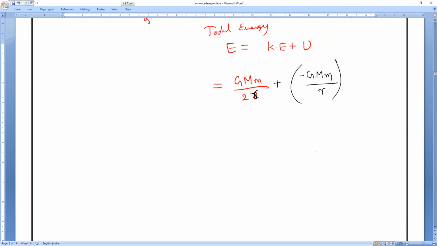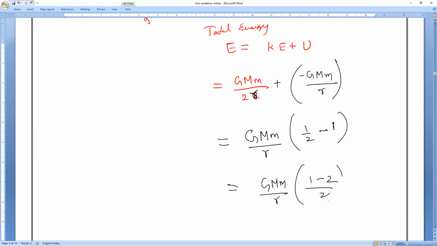Now in both of these, one thing is constant: capital G into capital M into small m is constant. And of course in both cases r is also constant, so I'll take r out. Then what is remaining here? 1 by 2 is remaining, plus into minus, which is equal to 1. So if I do it, G M m divided by r will turn into 1 minus 2 by 2.